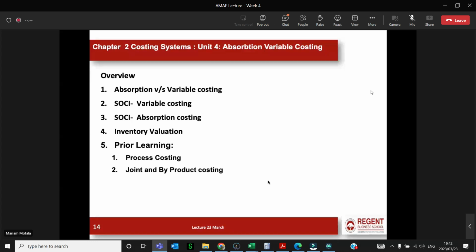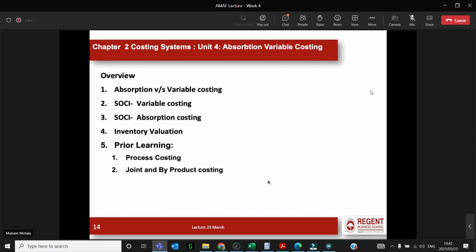You also need to understand the approaches to inventory valuation, especially FIFO versus weighted average. Generally, your question will guide you, and in the absence of it, we can always assume FIFO will be applicable. From the prior learning, you need to revise the principles of process costing and joint and byproduct costing when you're dealing with Unit 4.